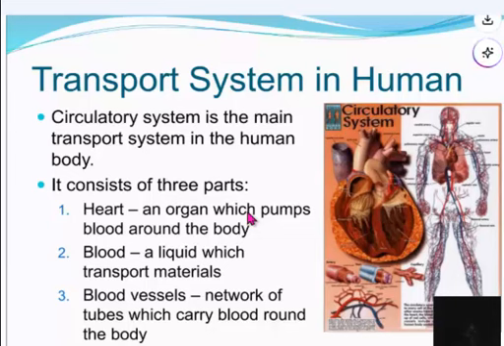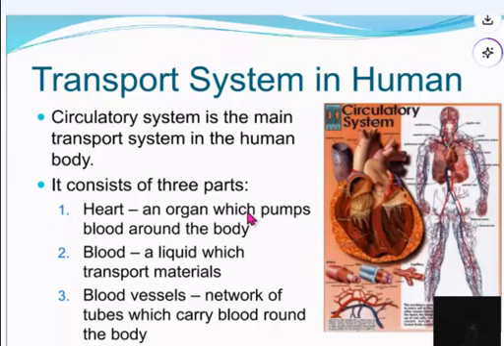It consists of three parts. Number one is the heart, an organ which pumps blood around the body. That is the function of the heart. The second part is the blood, a liquid which transports material. Blood does not just flow; it transports material around the body. And the third one is blood vessels, networks of tubes which carry blood around the body.